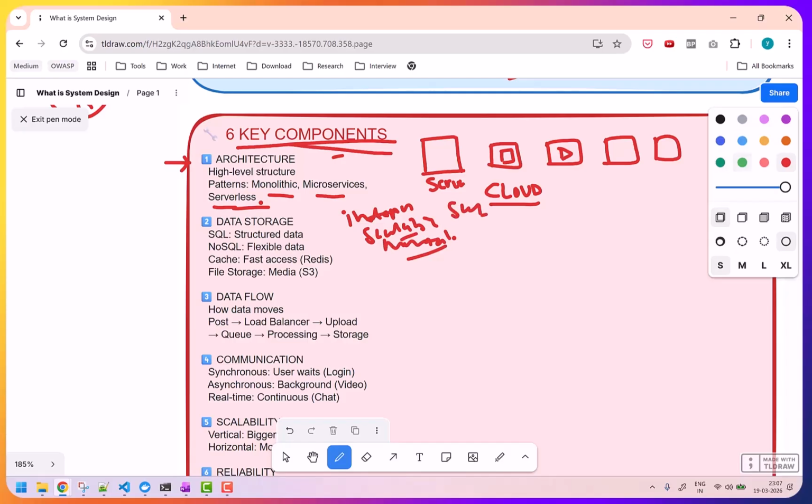Okay. The next component is data storage. How are you going to store the data? Are you going to store data in the form of SQL? SQL is a relational database.